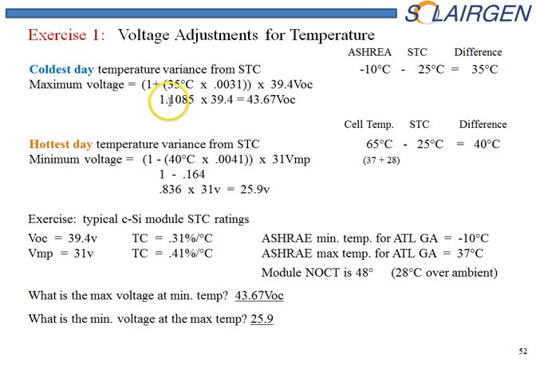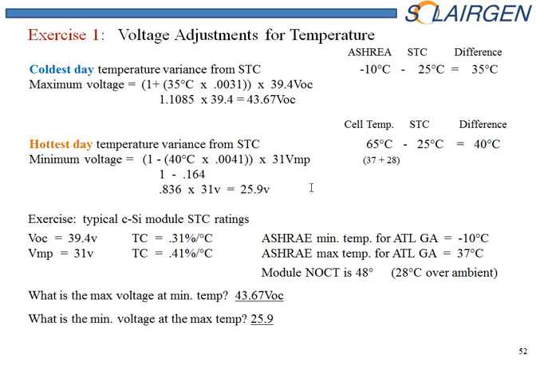These multiplied together give us this factor here. And we add 1 to it to include the voltage itself, and we have 1.1085 times 39.4 volts gives us a new voltage of 43.67 volts. So that's it. That's all it takes to calculate the new higher voltage that we're going to experience on the coldest day of the year.